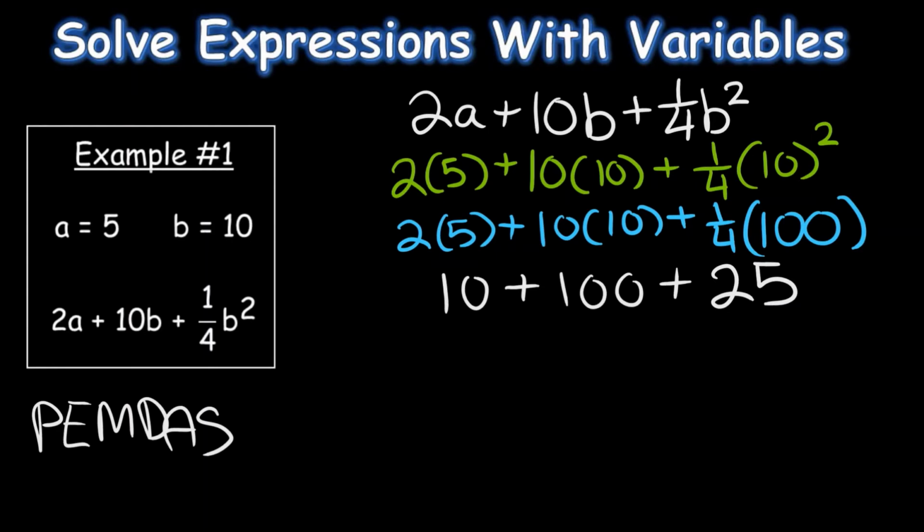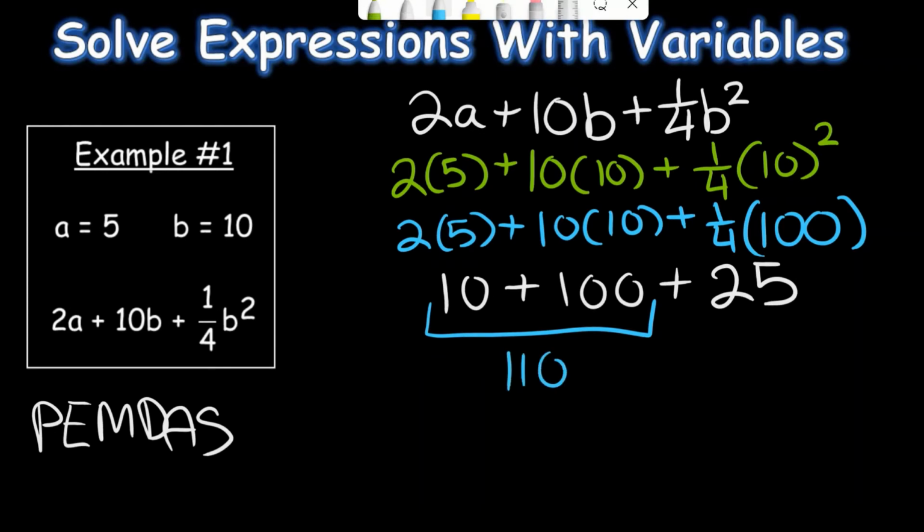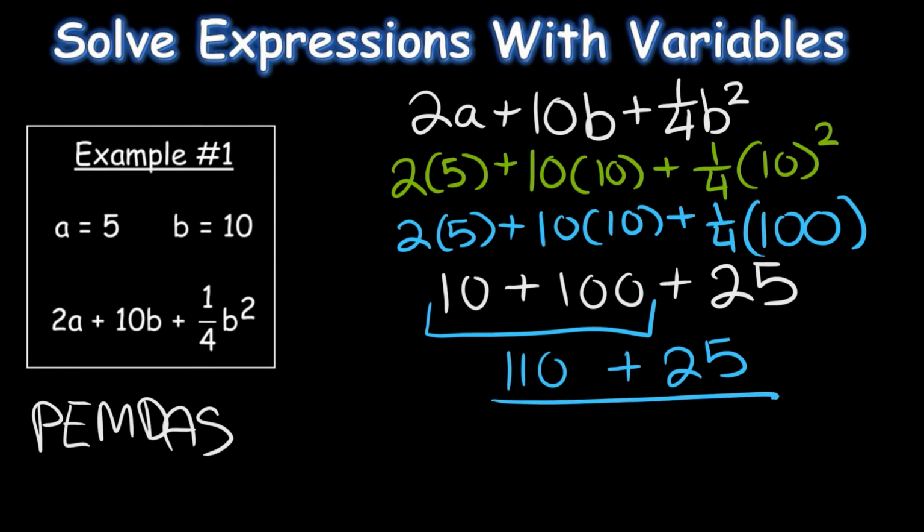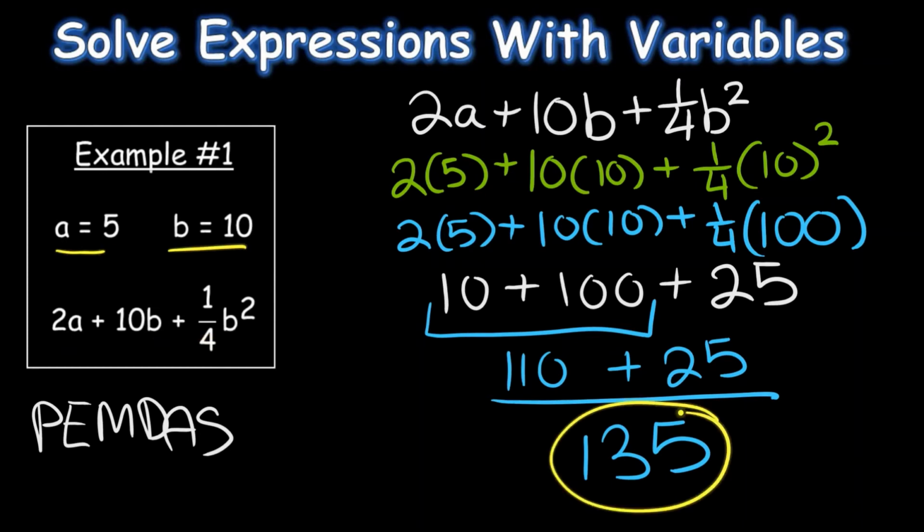From here, we further simplify this, and again we have multiple addition that we have to figure out. So we start from the leftmost part of our expression, which is 10 plus 100, so that will be 110. And then we bring down the 25, and we have 110 plus 25. Then we simplify this even further and we get 135. So for our expression, when a equals 5 and b equals 10, we have 135.